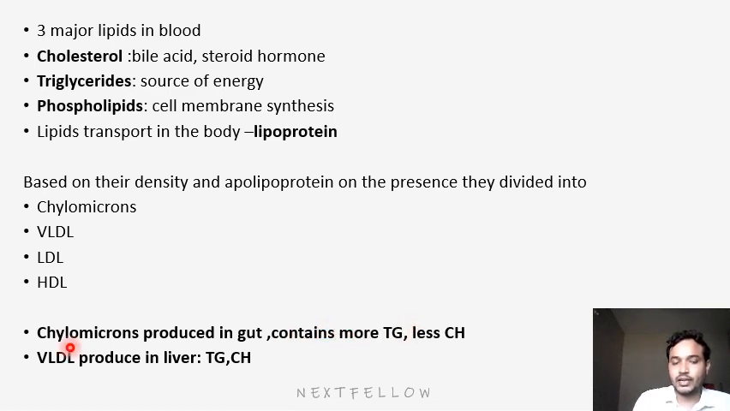VLDL is produced in the liver. It will have more cholesterol compared to chylomicrons. That's why it has both triglycerides and cholesterol, but the cholesterol level is higher compared with chylomicrons.